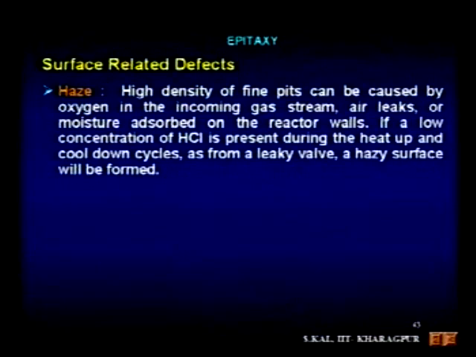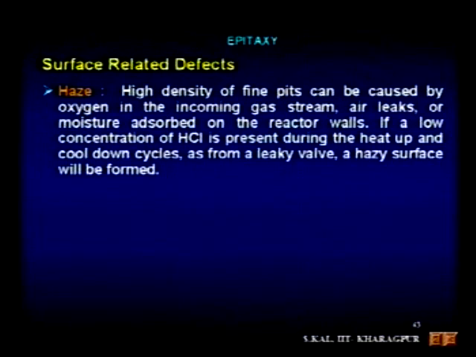One defect is known as haze. The name of the defect is haze. It is basically some fogginess on the substrate surface. After growth, you may see some region that is foggy, and it comes from a leak inside the reactor or any oxygen contamination. A high density of fine pits, micro pits, basically looks like a foggy nature on the surface. They are caused by oxygen in the incoming gas stream, or by any air leak or moisture absorbed on the reactor walls. It comes from moisture, and from oxygen coming from the incoming gas or air leaks.